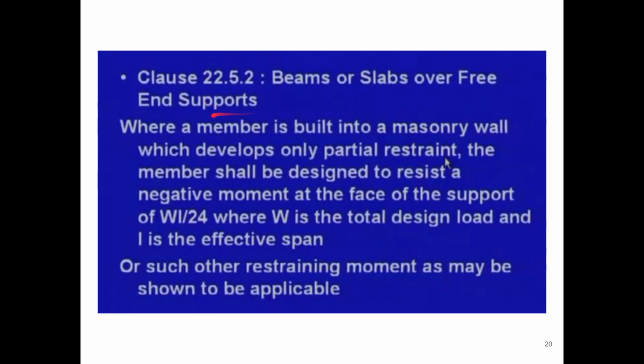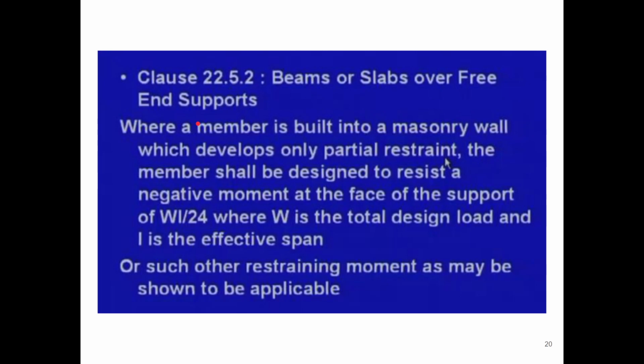So it is a free end. Beams or slabs over free end supports. In that case, where a member is built into a masonry wall, this free end support is basically a masonry wall. Compared to an RCC structure, the masonry wall does not have any capacity to resist force or moment. It can resist neither translation nor rotation. It is not a structural member, so that's why we can say this is an example of free end support.